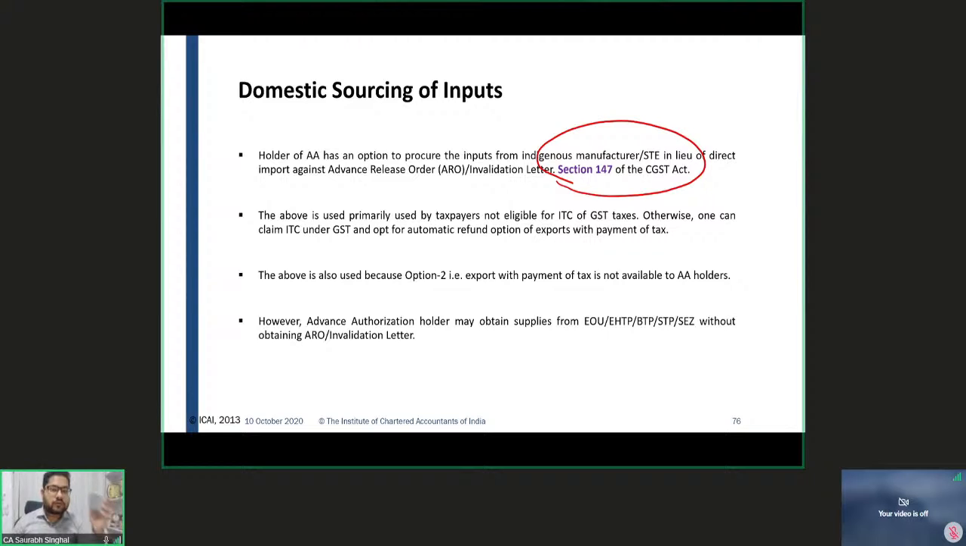Suppose I am an exporter of mouse and I import plastic, mouse wheel, buttons, battery from outside India to manufacture the mouse and then I export. Rather than importing, I can also procure these goods domestically against advance authorization. What do I have to do? I have to go to the DGFT department and say, please issue me an advance release order against this advance authorization. They will give me some copies. One copy will be given to the domestic person who will supply these goods to me. And once he supplies these goods to me against the advance release order, either he or I would be eligible for refund of all the taxes applicable on the goods supplied to me domestically. So effectively, there will be no taxes on the goods supplied to me domestically.